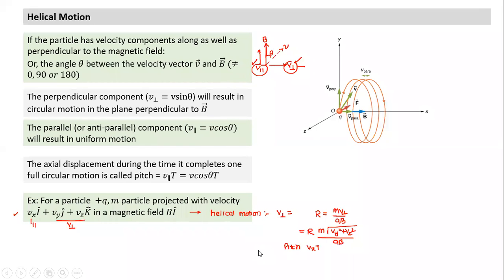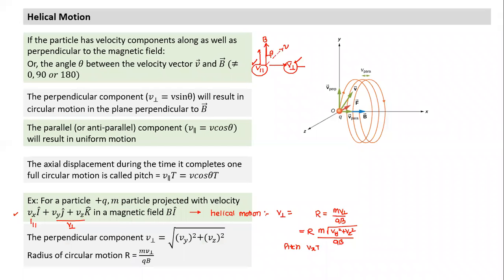So helical motions are very easy to solve. And if we change the direction of the magnetic field, suppose the magnetic field was not i cap but j cap, in that case this component becomes the parallel component and these two become the perpendicular components. Which is parallel and which is perpendicular depends on the direction of the magnetic field.